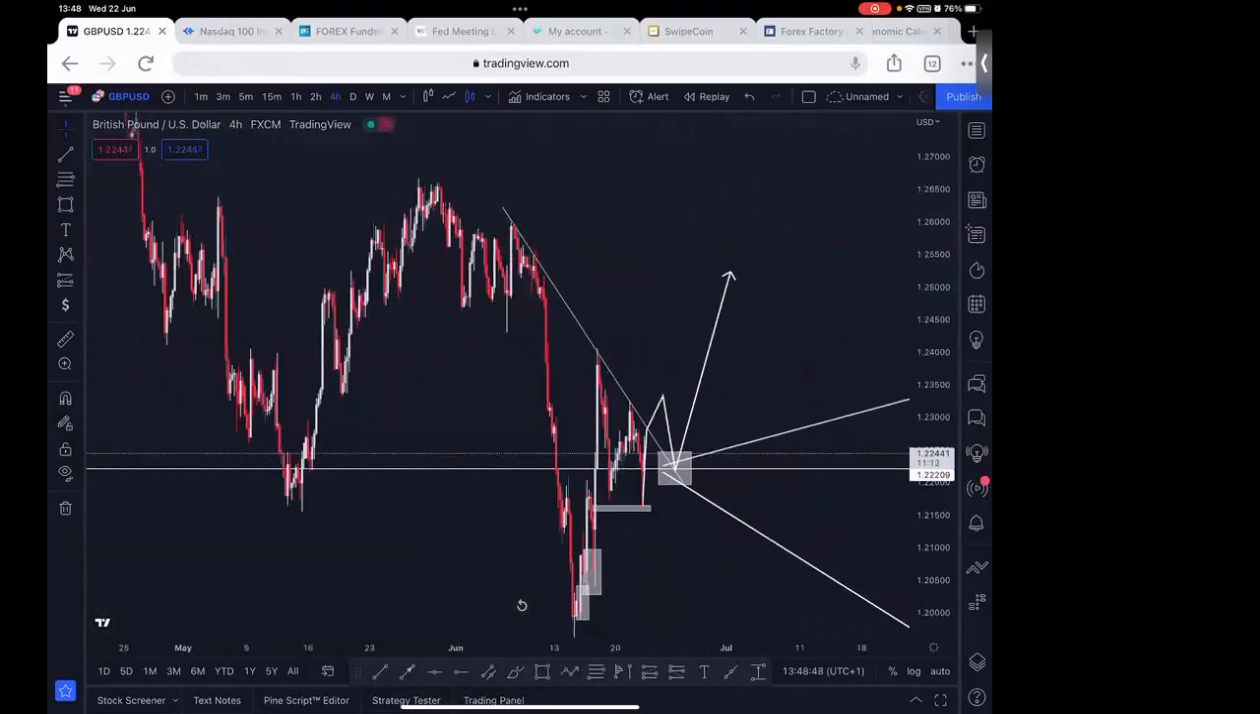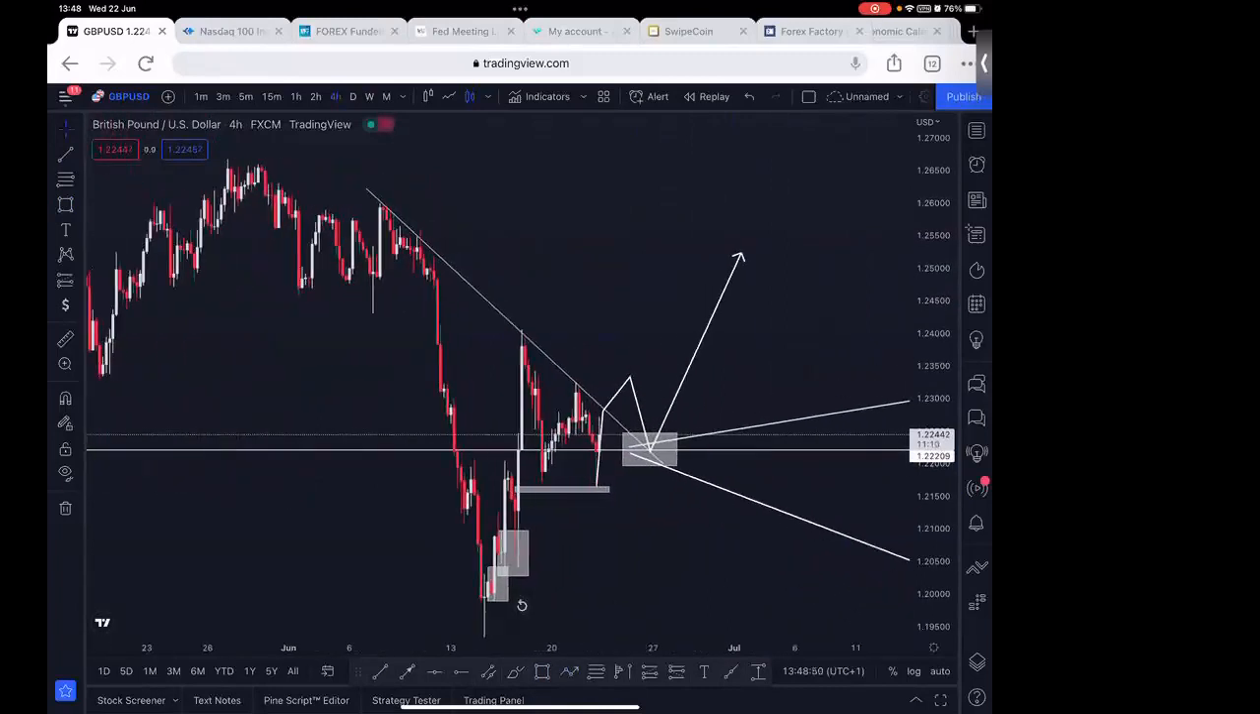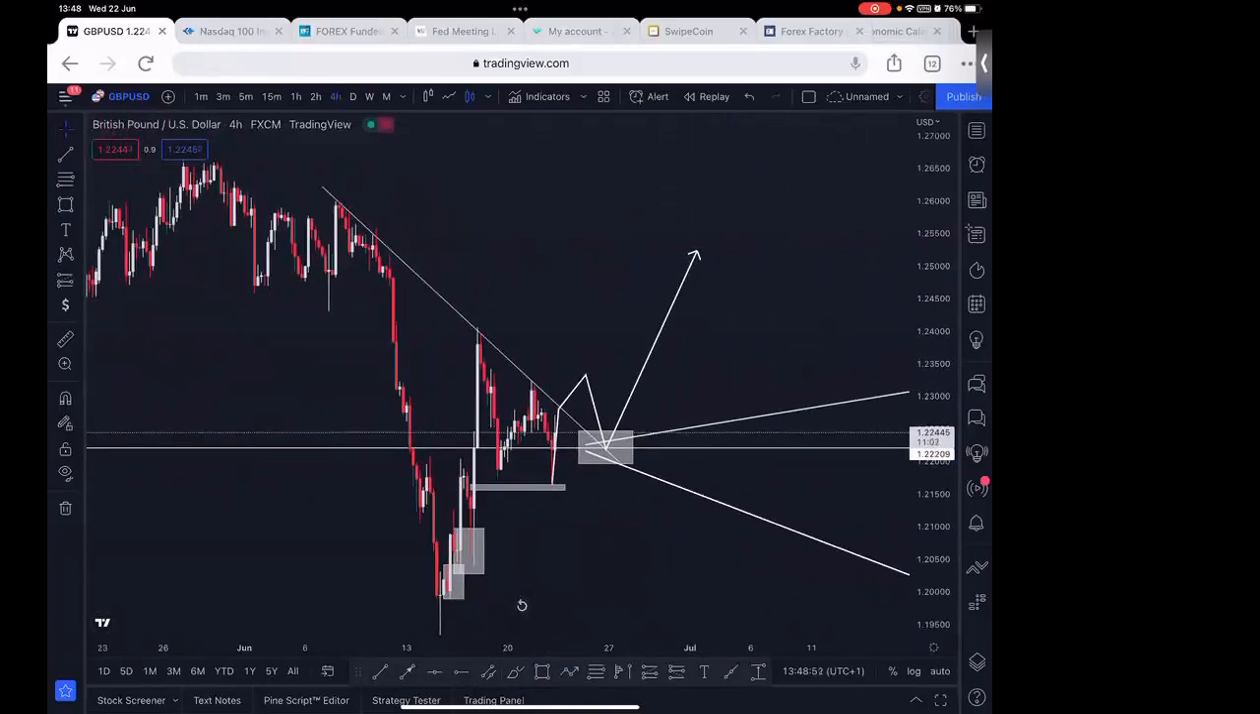If GBP USD does something like this, I'd love to open a long position. But I can't just open a long position till I see a clear and strong reversal pattern. I have not seen it yet, my people.